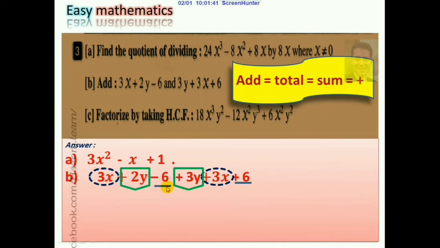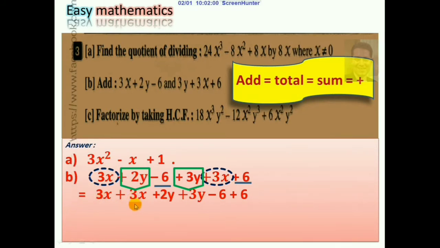The second step here, we try to take each two like algebraic terms beside each other like that. 3x plus 3x, positive 2y plus 3y, negative 6 plus 6. And finally, we add all two like algebraic terms. 3x plus 3x equals 6x, and 2y plus 3y equals positive 5y. Finally, negative 6 plus 6 equals 0, so we can cancel both of them. Finally, it will be equal to positive 6x plus 5y.